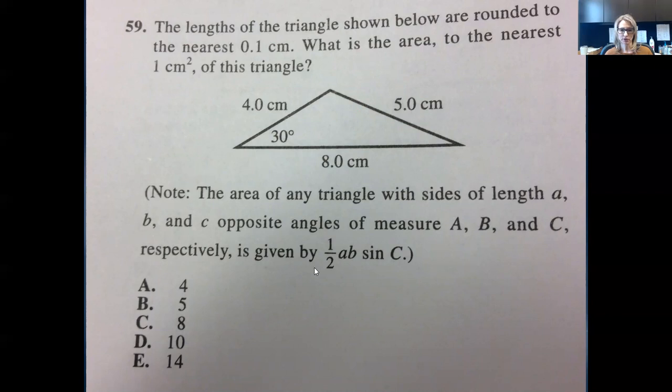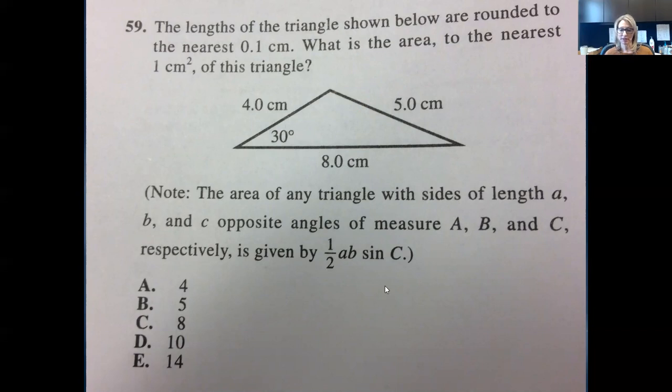And then it gives you this in the note. It gives you how to get the area of the triangle. The area of any triangle with sides of length A, B, and C, opposite of angle measure A, B, and C, respectively, is given by 1/2 of AB times the sine of C. So we know right away this is the only angle we're given, so that's going to be our sine of C. It's going to be sine of 30 degrees.